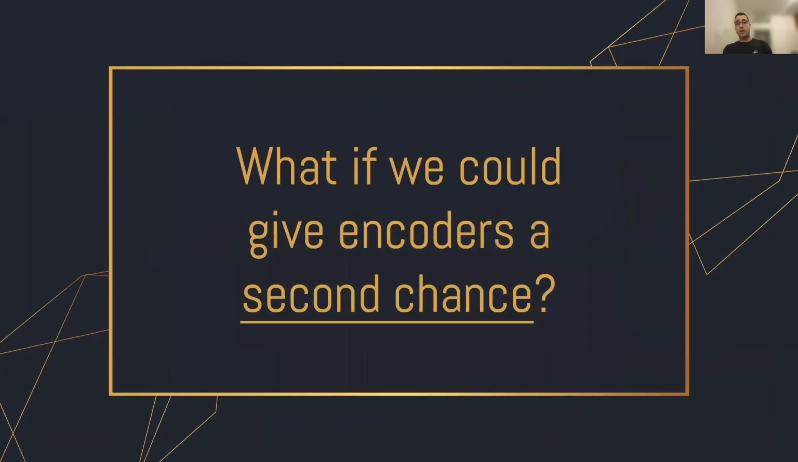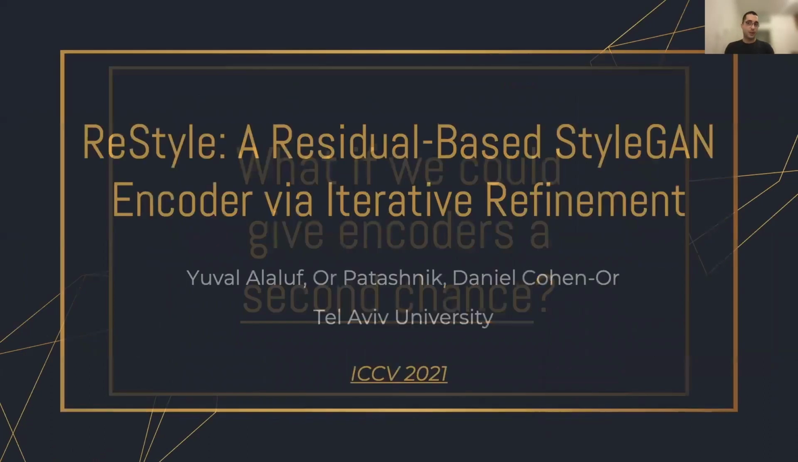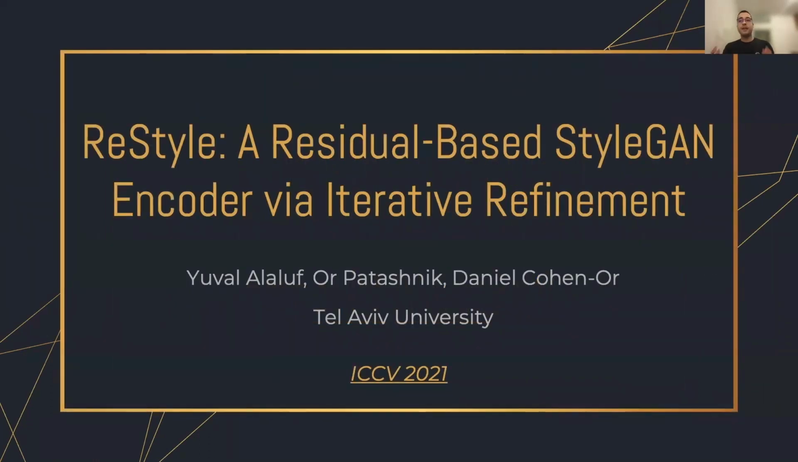More specifically, we asked ourselves, what if we can give the encoder a second chance at inverting the image? And this leads us to our next work, Restyle. In this work, we're going to take existing encoders such as PSP and introduce an iterative refinement technique to improve their inversion. And I'll talk just a bit about what I mean by this iterative refinement, but our hope is that by using this refinement technique, we'll be able to obtain much more accurate reconstructions compared to existing encoders, but at a much smaller cost compared to optimization. In a sense, closing the gap between these two techniques.